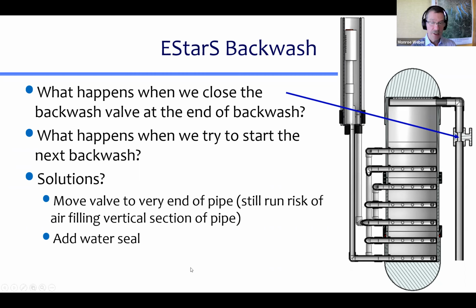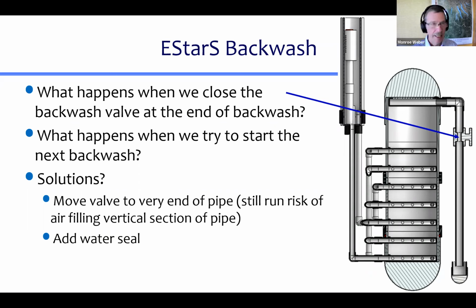So there's 2 potential solutions. You could try moving this valve to the very end of the pipe, but it's still vulnerable because when that valve is open, it's still possible for air to sneak up the pipe past that valve and empty the pipe of water. So the elegant solution is to add a water seal at the end of the pipe that prevents air from ever getting into the pipe.